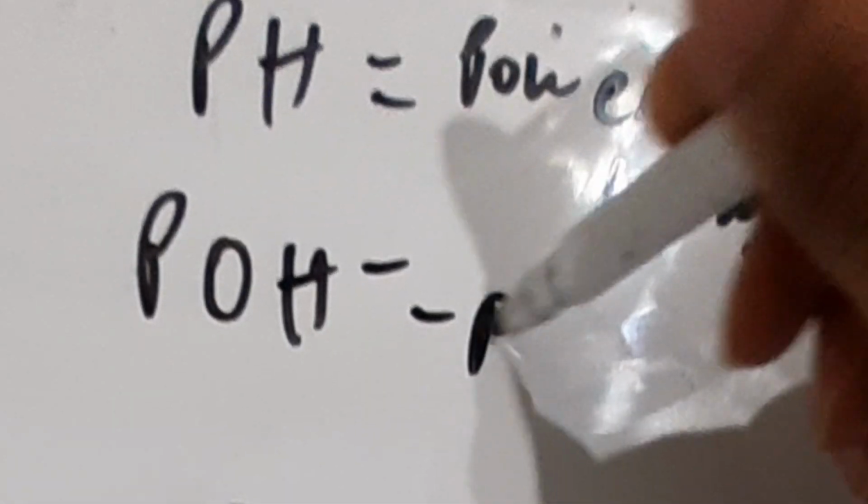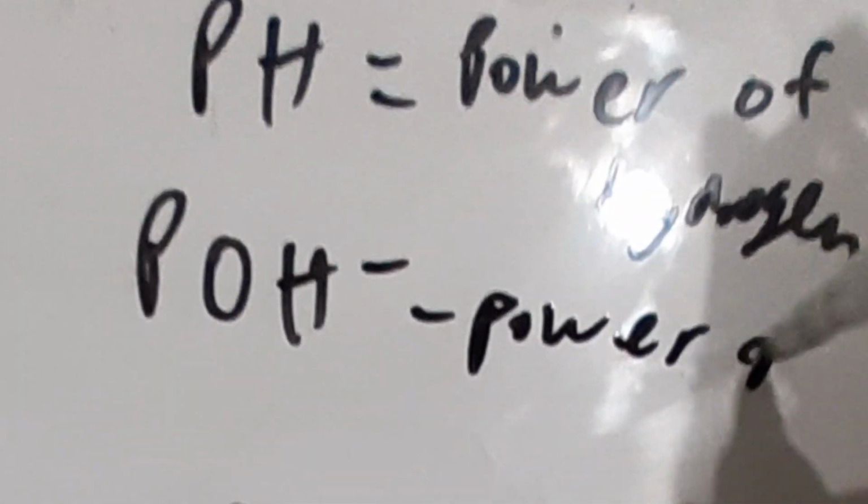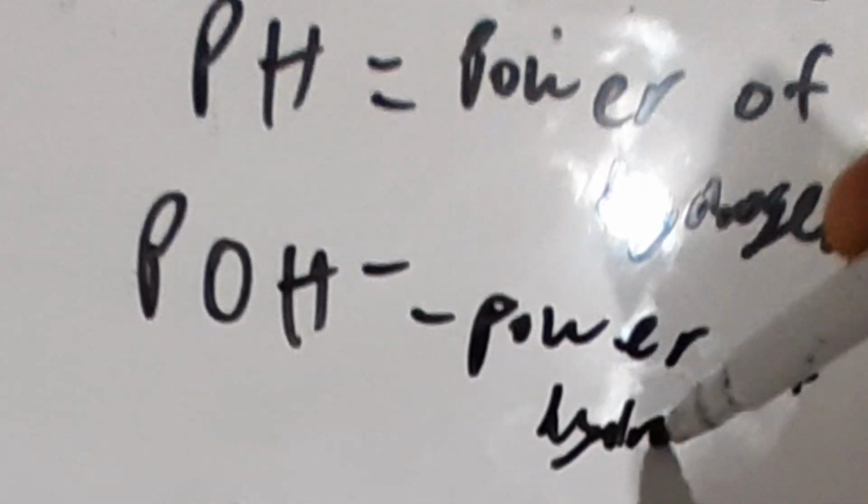On the other hand, pOH is the power of hydroxide. It's very important to remember this. Also, it is worth noting square brackets mean concentration.